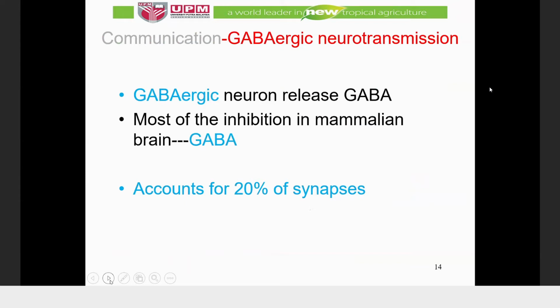Okay, now GABAergic neurons release GABA, which causes most of the inhibition in the mammalian brain. So remember, this is GABA and glutamate. They are the two main neurotransmitters playing a role. When I'm saying playing a role, that means you understand that we are talking about anesthesia. Right. And these account for 20%, which I already mentioned.